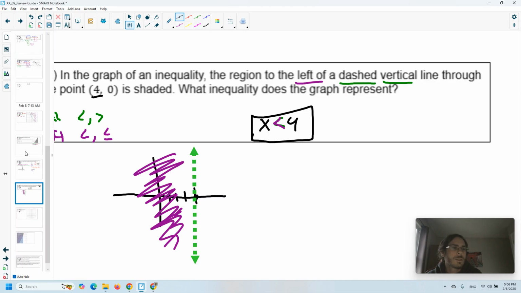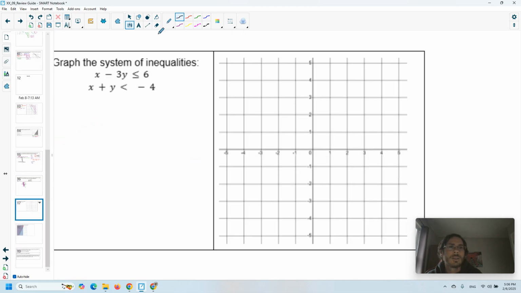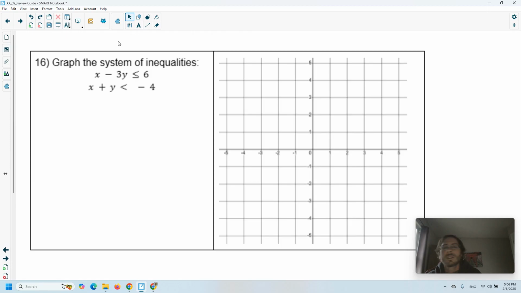All right. How much we got? A couple more. All right. So next one we got graph system of inequalities. Again, if we want to use Desmos, that's very helpful for us, especially because we're in standard form here. So we'd have to find all of the intercepts. If you do want to do it by hand, that's fine. We got a couple options.